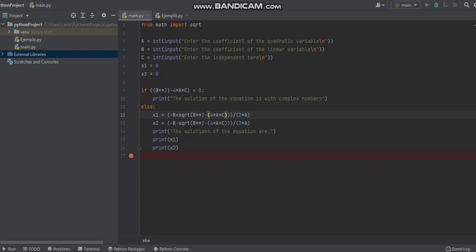This time we'll make a quadratic equation. We will see a method to make quadratic equations in Python. Here I'm first importing this class math. From math we import the square root method.